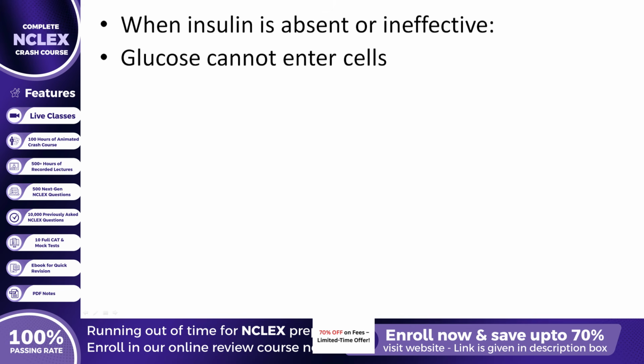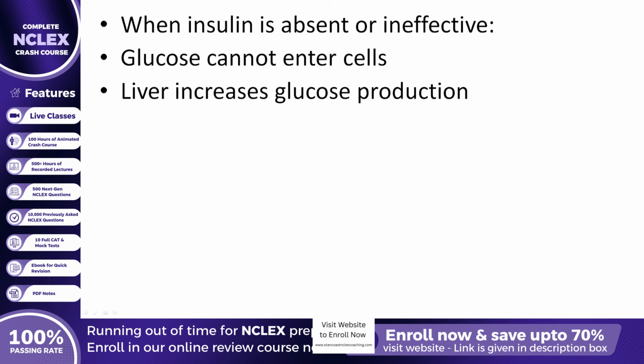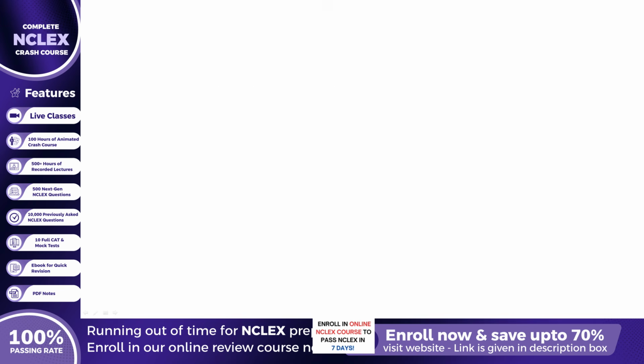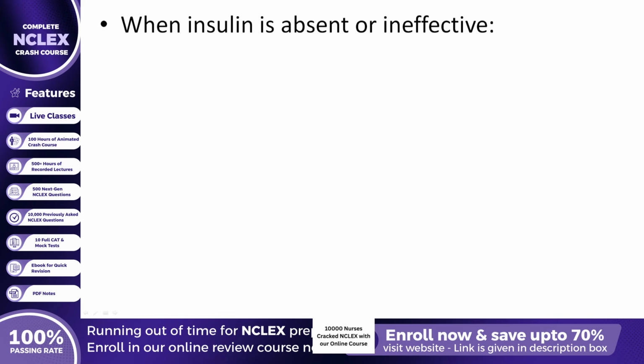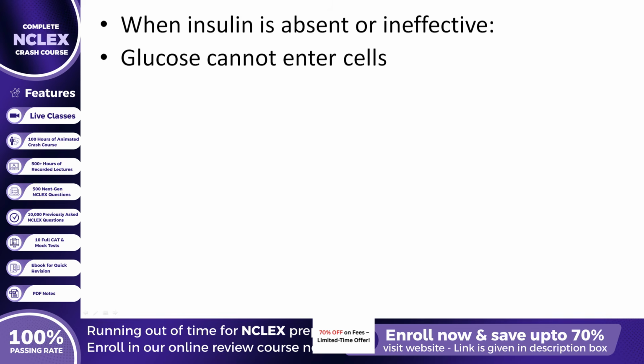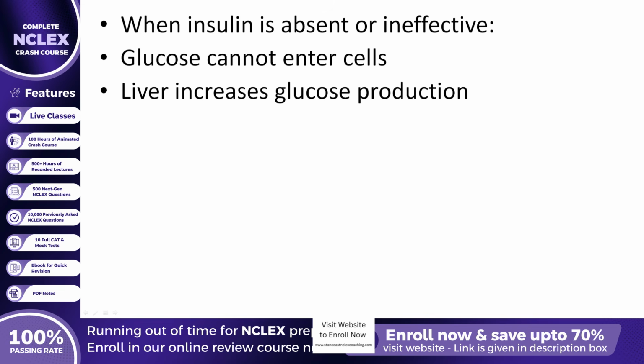Therefore, screening and early management are critical. Having discussed the types, let us now dive deeper into the pathophysiology, because this is where MSN-level critical thinking becomes essential. When insulin is absent or ineffective, glucose cannot enter the cells. Consequently, blood glucose rises. Simultaneously, the liver increases gluconeogenesis and glycogenolysis, further worsening hyperglycemia.